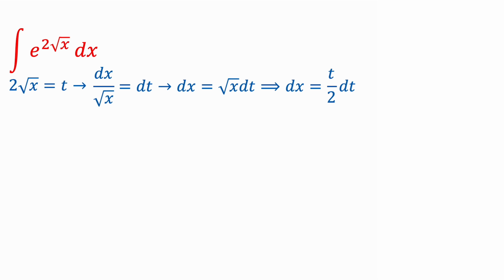So no trace of x should remain in the problem, right? According to our rule, what do we do? Dx became square root of x times dt. We had initially, at the beginning of the problem, set 2 times the square root of x equal to t.